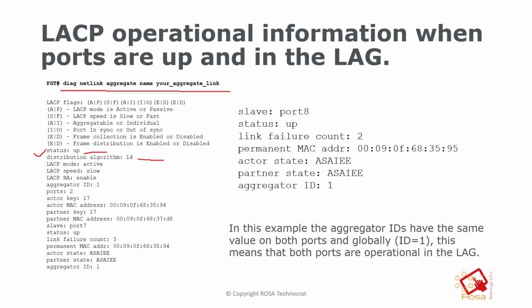What is this algorithm? When you have multiple interfaces as part of the lag, it's the algorithm that decides how the traffic will be distributed between the ports. This algorithm can be L2, L3, L4. L2 is based on layer 2, that is MAC address level. So based on the hash of the MAC address, traffic will be sent to one of the interfaces. And the same source and destination MAC will always end up on the same interface.